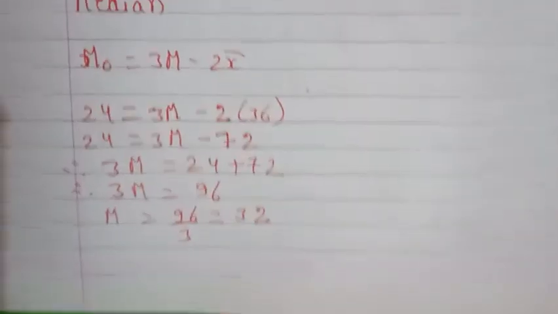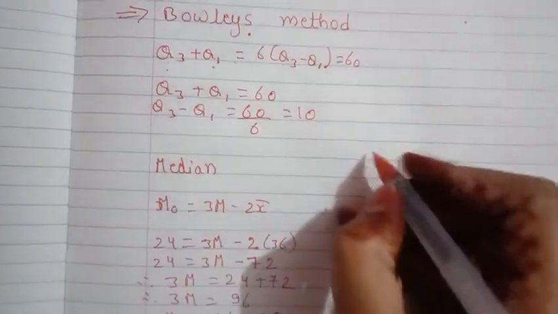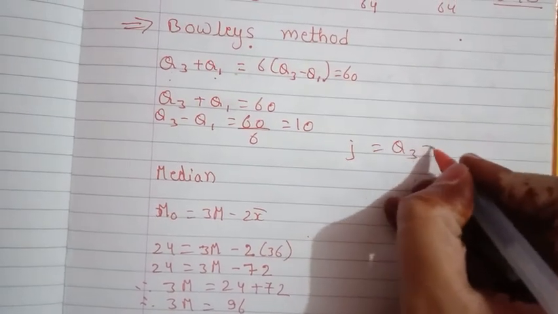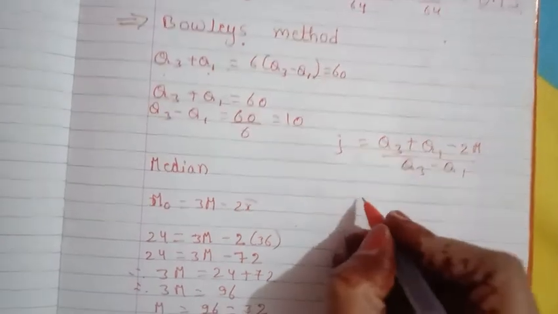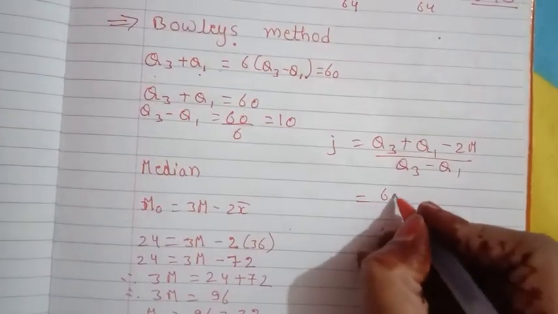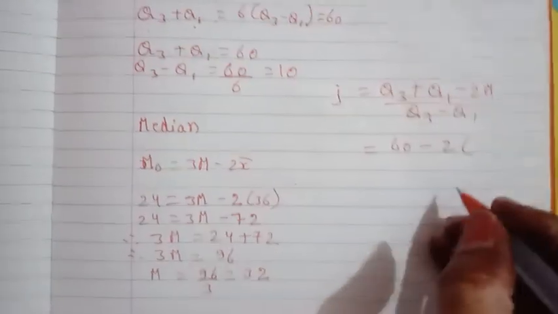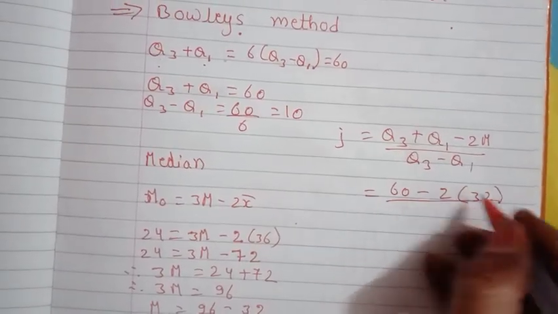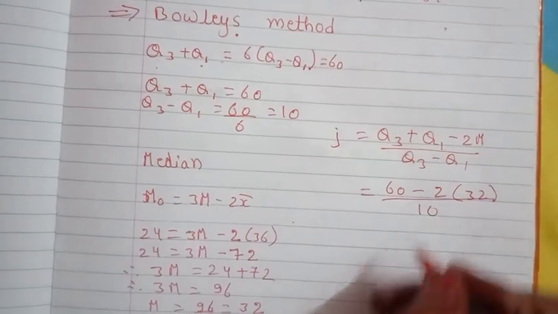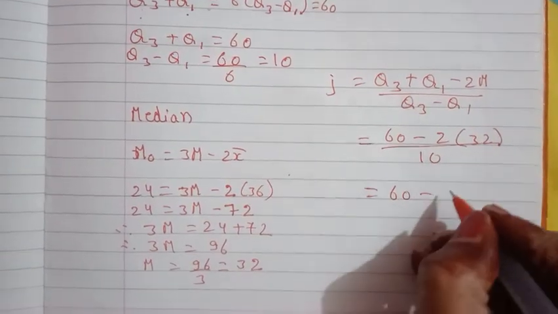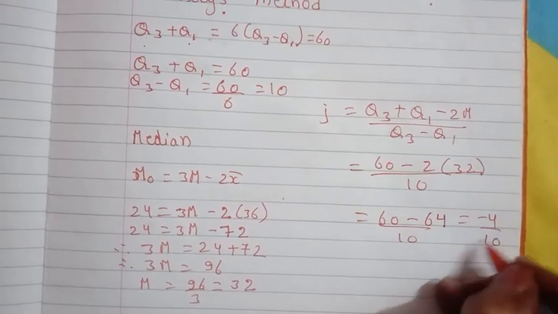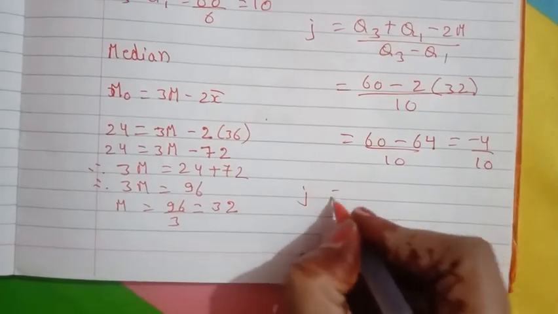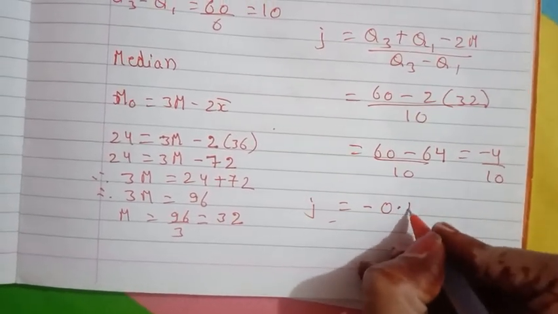Now the median value also we got, so we'll put it in our formula. Coefficient of skewness, that is J is equal to Q3 plus Q1 minus 2m upon Q3 minus Q1. Now the Q3 plus Q1 value is given 60 minus 2m, m is 32, upon Q3 minus Q1. So Q3 minus Q1 value is 10. 60 minus 2 into 32 will give minus 4 upon 10. Therefore the value of J is minus 0.4.